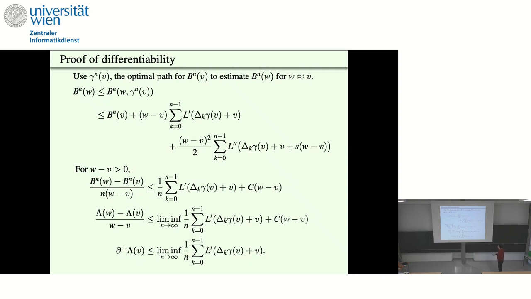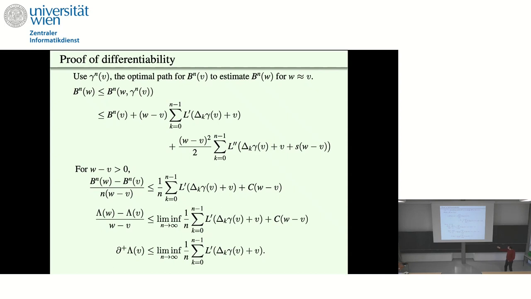Here let me make one more assumption. Let me just pretend that the second derivative of L is bounded by a constant C. In reality, the theorem works for a much broader class of Ls. Remember, there was this condition that the second derivative was controlled by L itself at infinity, so you cannot accumulate a lot of L, hence you cannot accumulate a lot of L second derivative. Anyway, you have this Taylor expansion, and then you divide both sides by n times W minus V. To retain this inequality sign, this works only for W minus V positive, so W is on the right of V. The next slide will concern the reverse inequality.